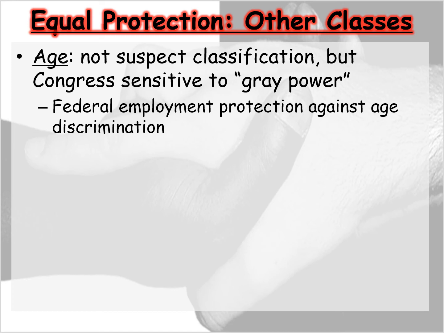However, Congress is sensitive to, oh my gosh, this makes me so happy, gray power, power of the old people. There's so many of them. They pay their taxes, they receive entitlement benefits, and they vote. So there is federal employment protection against age discrimination, but they are not subject to strict scrutiny. Those laws are not.